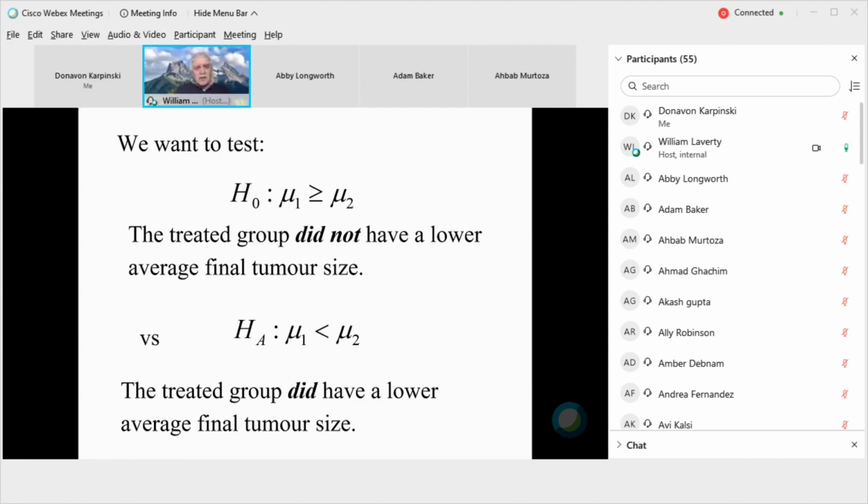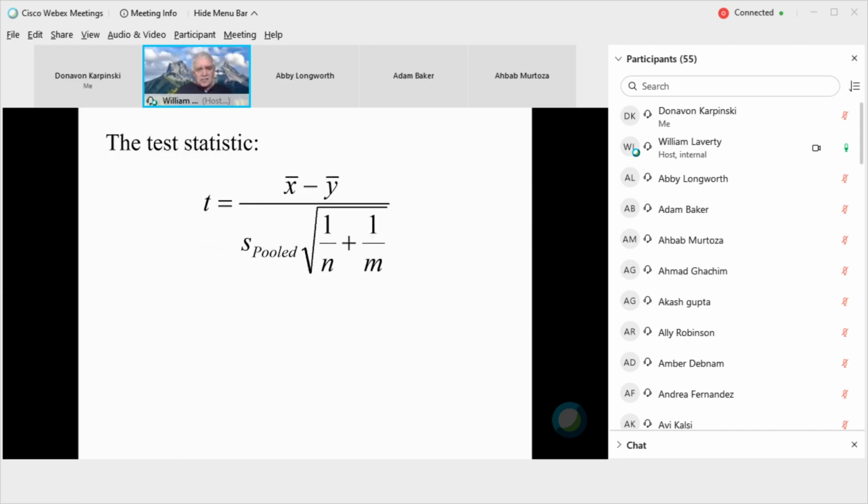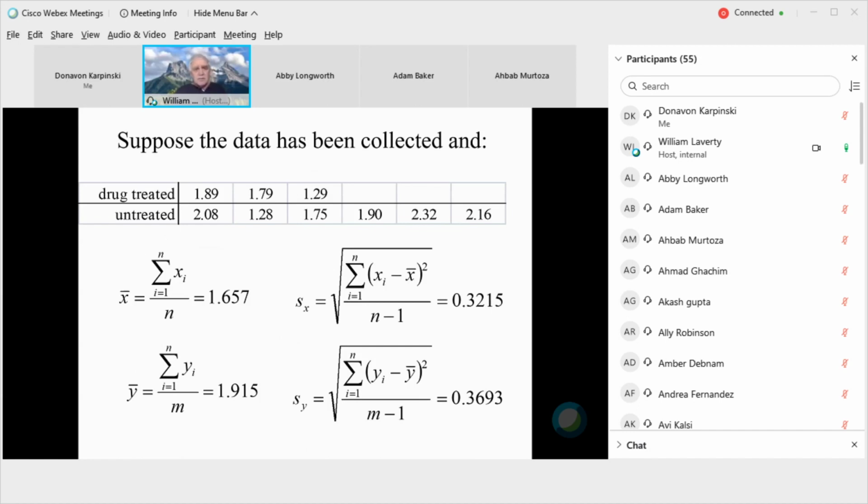So we want to test whether the treatment had no effect or possibly had a negative effect, against the alternative, the treatment did have a positive effect. The average tumor size with the treatment was smaller than the one that didn't have the treatment. There's the test statistic. Here's the data. We have measurements of tumor size that were treated with the drug. They look to be a little bit smaller. There's the tumor size of the 6 animals that were left untreated.